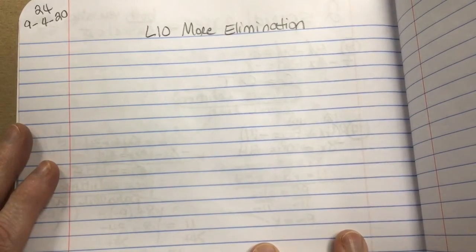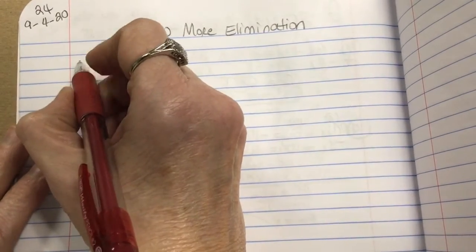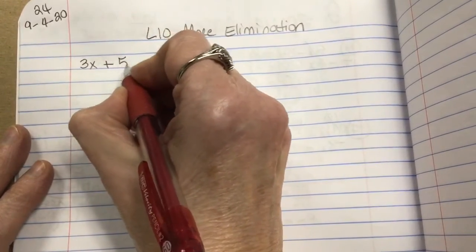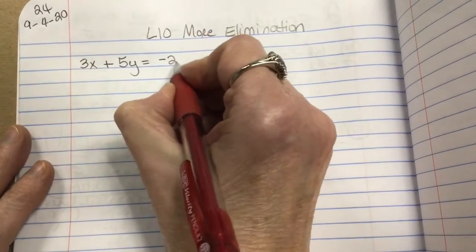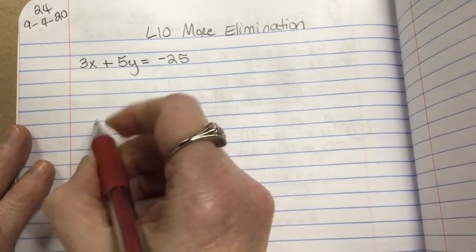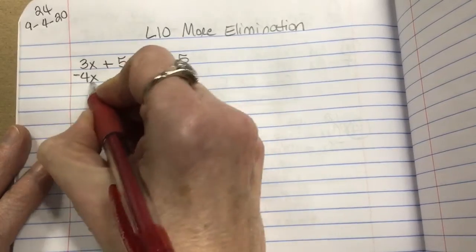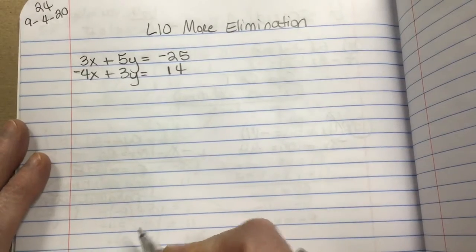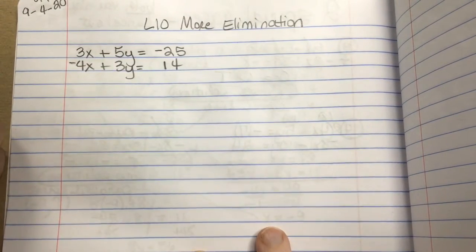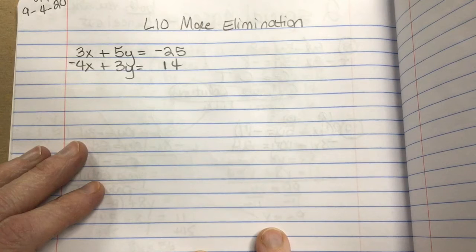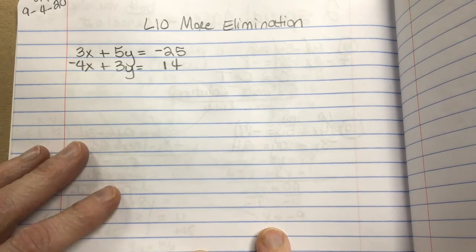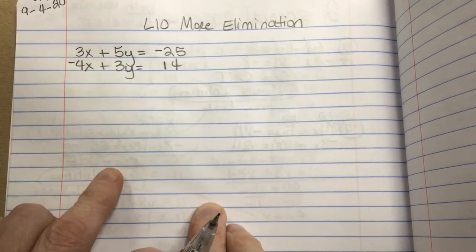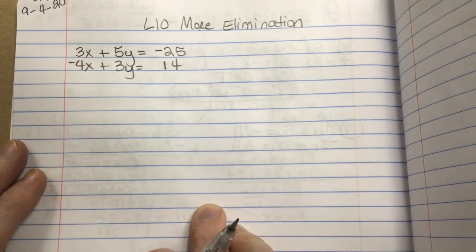They're still pretty fast. So we're going to do 3x plus 5y equals negative 25. And we're going to do negative 4x plus 3y equals 14. Now your special cases, I think of the 6 you have in classwork, you have 4 of them that will be like this one, where it'll have a point of intersection. 1 will be no solutions, and 1 will be infinite solutions.